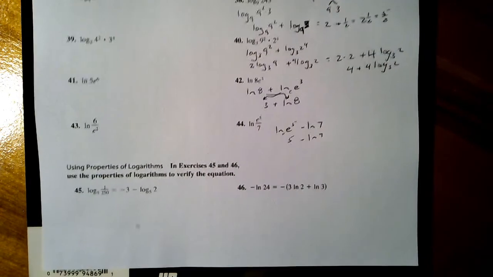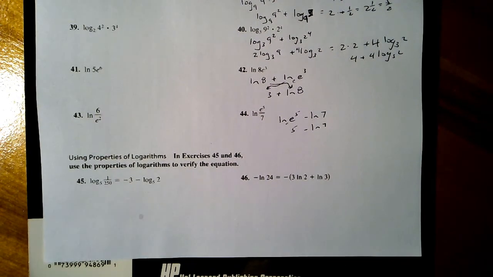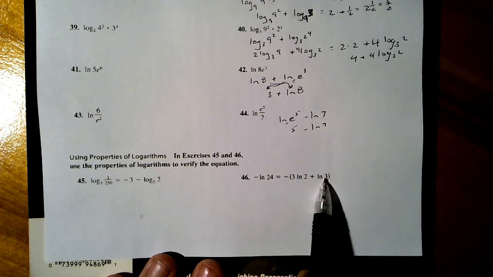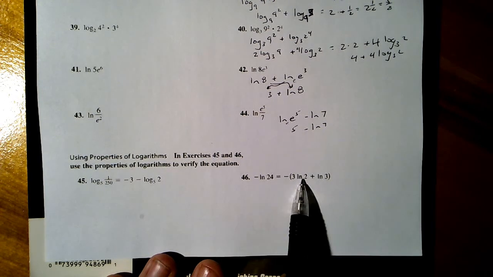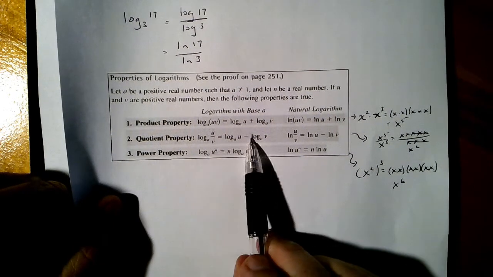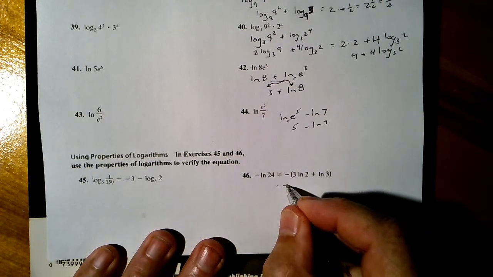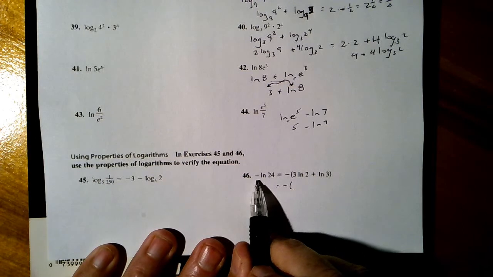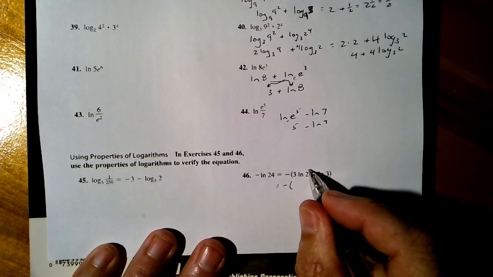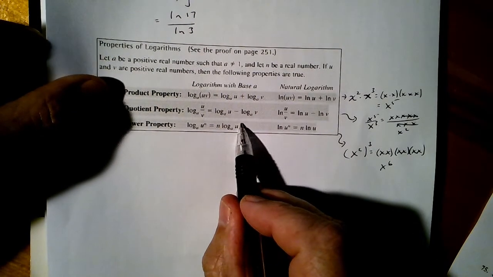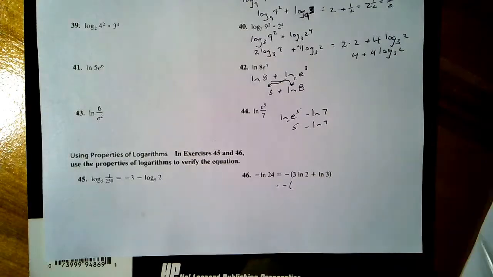Okay. And then here we are to use the properties of logarithms to verify the equation. I've got a choice here on 46. I can try to break 24 into 2's and 3's, and I think I can do that. Or I can use these rules in reverse and smash things together. So I'm going to work on this side. I love this negative here. I'm just going to let it hang out till the end. I can bring this 3 in as an exponent. It's just using this rule backwards, bring that n in as an exponent.